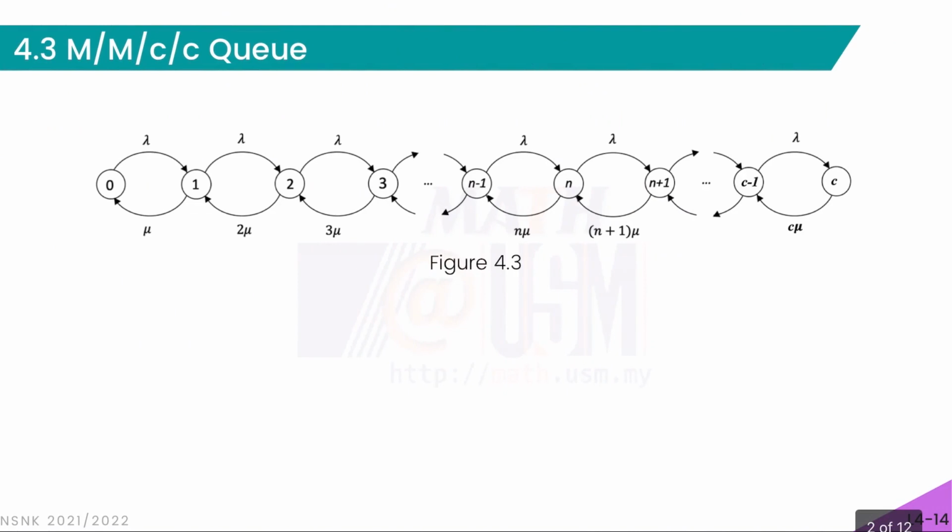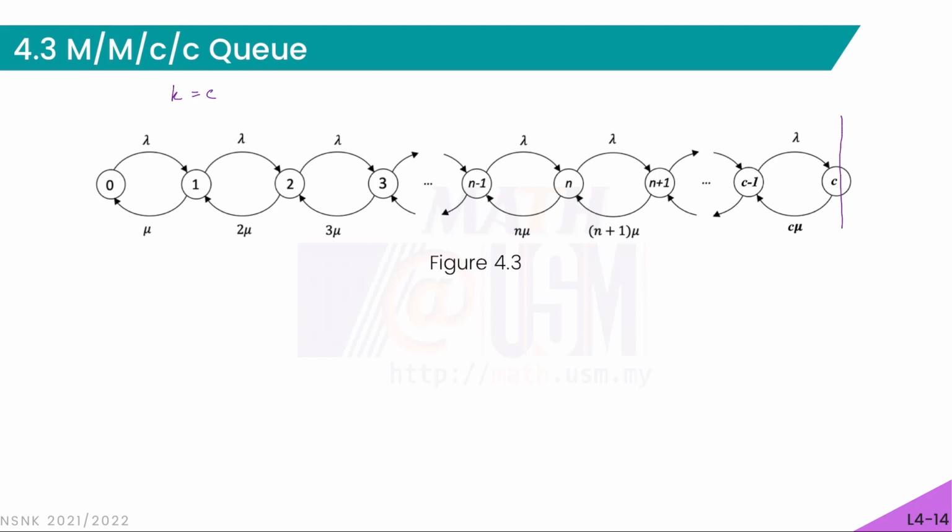Okay, so for M/M/C/C, this is basically just a special case of M/M/C/K where you have your K equals to C. Basically, this means that no line is allowed to be formed in the system. Therefore, any customer that arrives when the system is full will balk. So this is the transition diagram. You can see that up until C, you have your waiting space equals to the number of servers. So any customer that arrives when the system is in state C will balk without even entering.